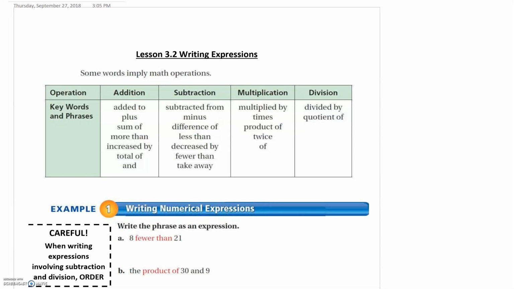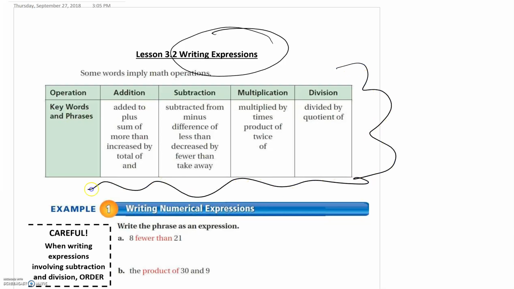Hi guys, so 3.2, we are writing expressions now. So we are turning basically our math sentence into an algebraic one. Some of these keywords in this little box here you want to really pay attention to, because these are your highlighted words telling you what operation is really necessary for that problem.